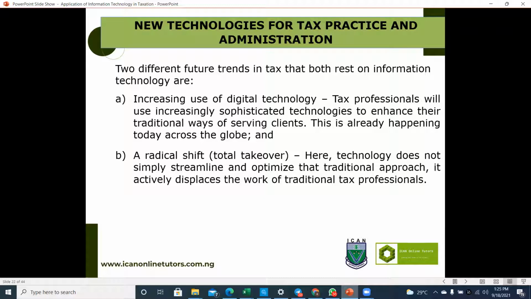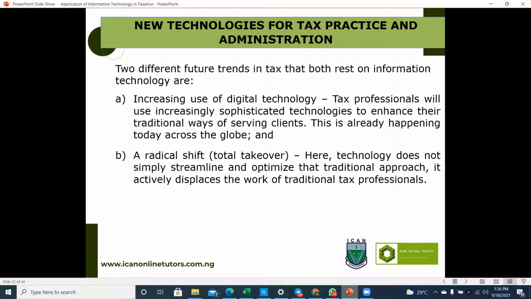Okay, so tax professionals use increasingly sophisticated technologies to enhance their traditional ways of serving clients. This is already happening today across the globe. Yes, I can tell you that I have some clients allocated to me. Most of my documents or most of my requests are being attended to via mail.